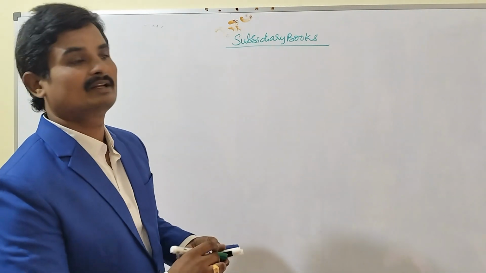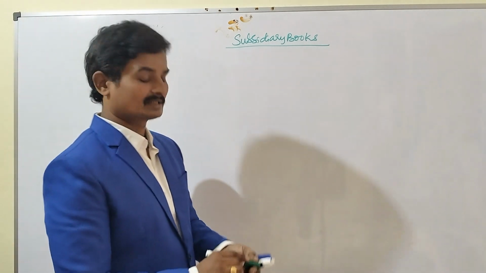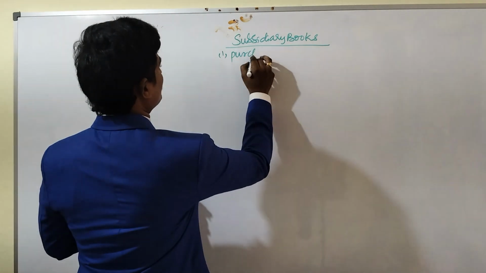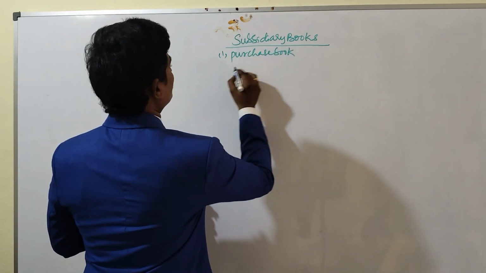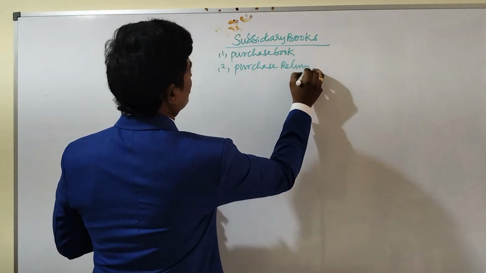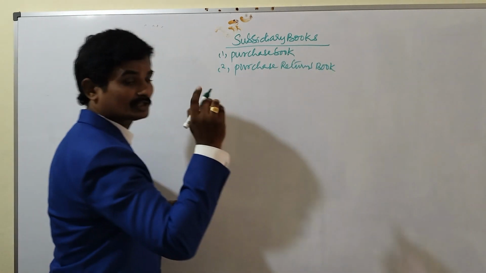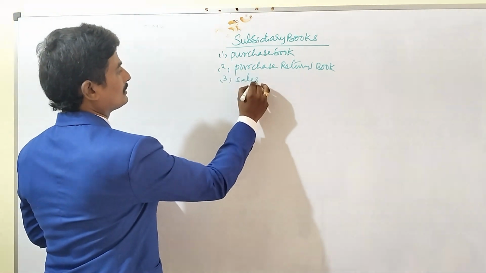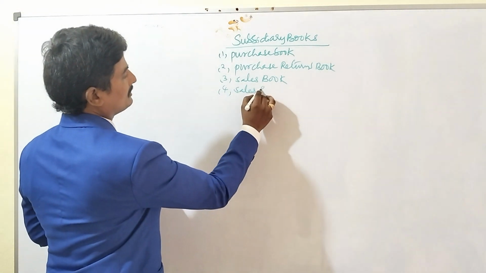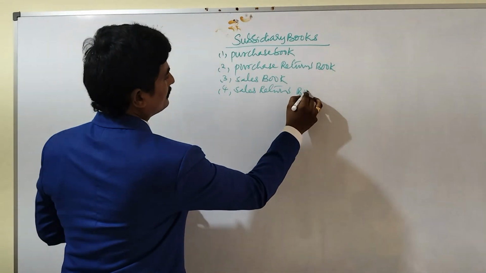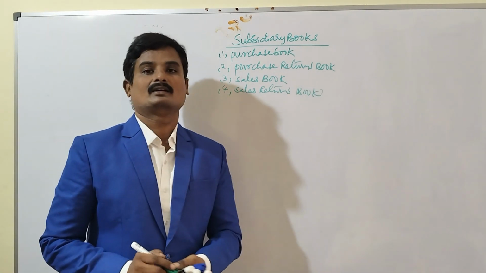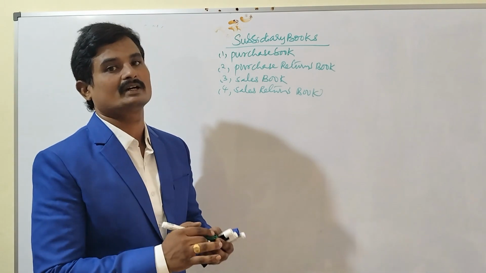In this year we will learn about just 4 subsidiary books. The first one, purchase book. Second one, purchase returns book. Third one, sales book. And fourth one, sales returns book. So these are the 4 subsidiary books we will prepare as part of our curriculum.